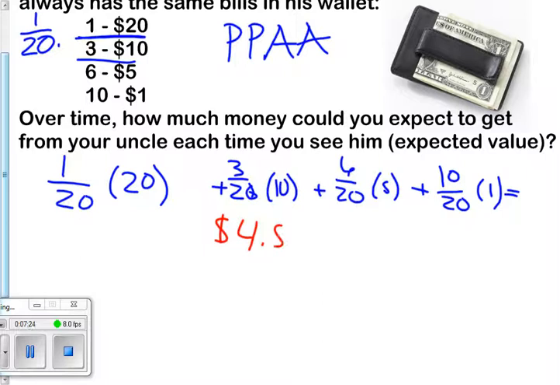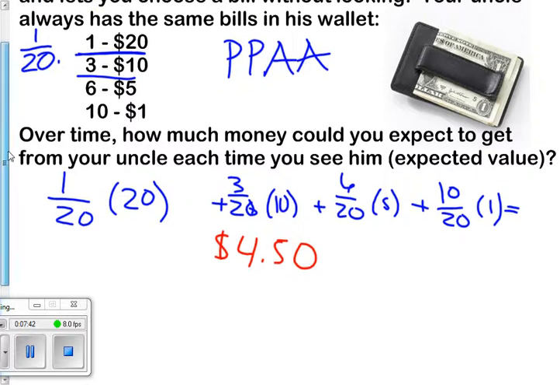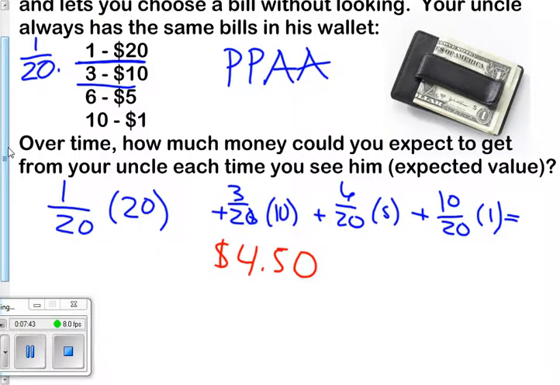So $4 and 50 cents. So you would expect to get about $4.50 over time. Is there a question? Okay.